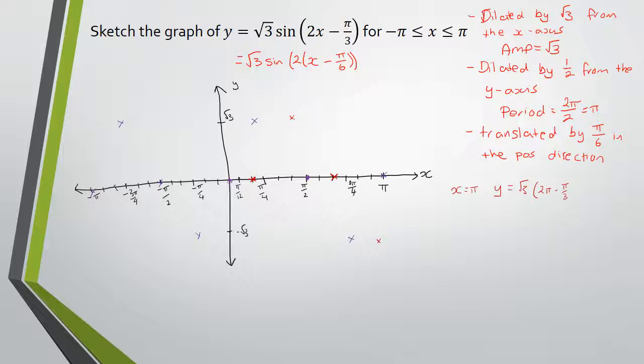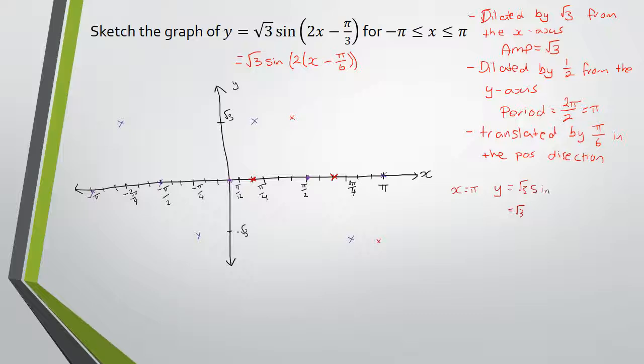So we can substitute in when x is equal to pi, we would get y is equal to square root of 3, 2 times pi, so that's 2 pi minus pi on 3. And we know that 2 pi minus pi on 3, that's the same as saying 6 pi minus pi on 3, which would give us 5 pi over 3.